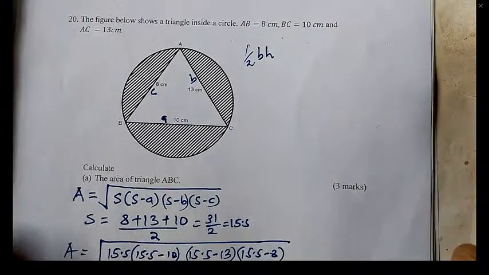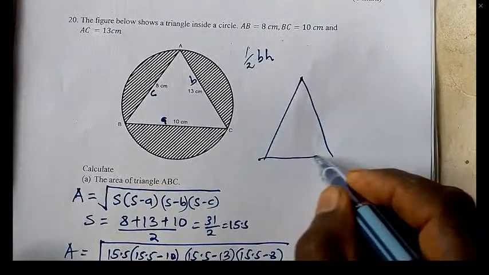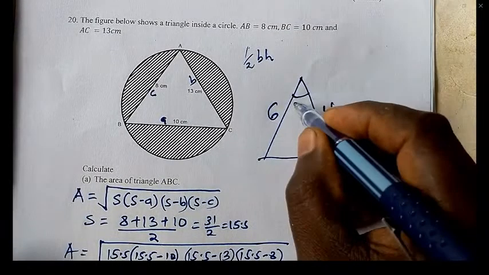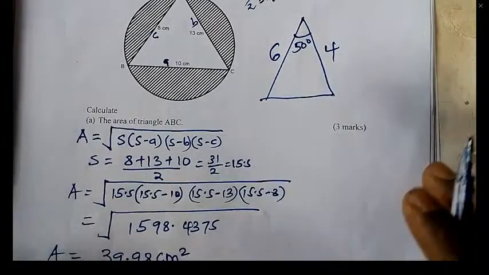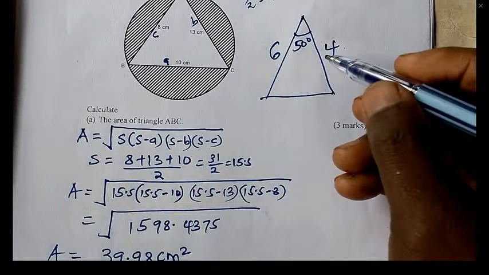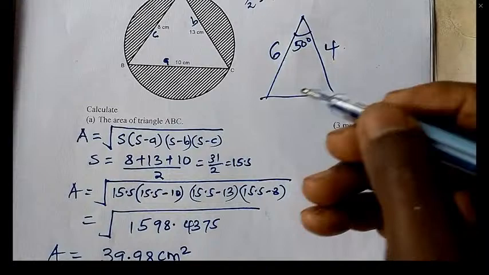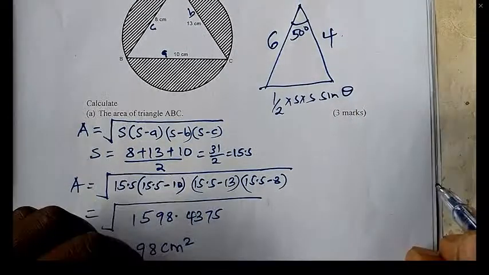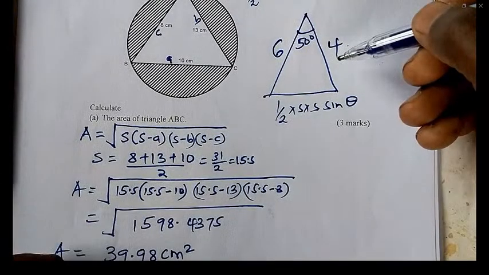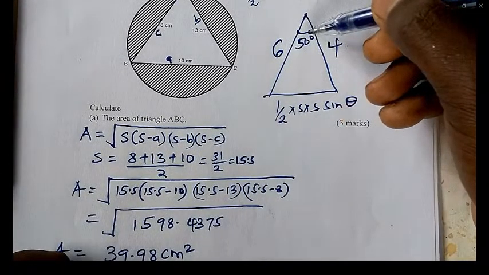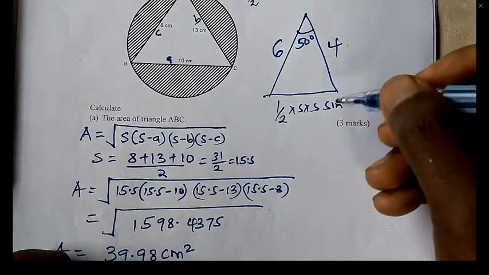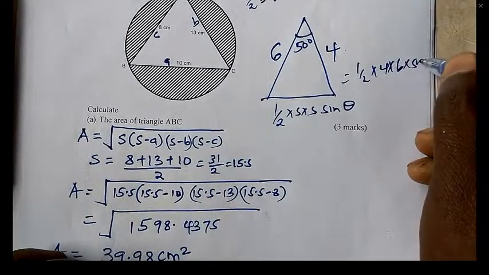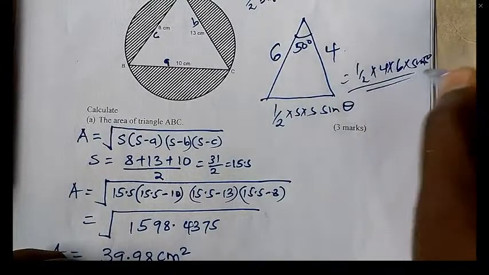Suppose tungekuwa hii triangle ilikuwa hivi, tuko na 4, tuko na 6, na hapa tumepewa 50 degrees. So tukiwa na two sides and an angle included, it is simple. You just use a half times side times side times sin theta, sin the angle. So ukiwa na triangle nataka area na umepewa sides mbili na kuna angle between them, you just use this. So here itakuwa a half times 4 times 6 times sin 50, and you get the answer.